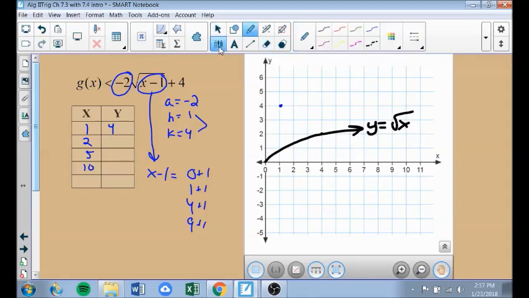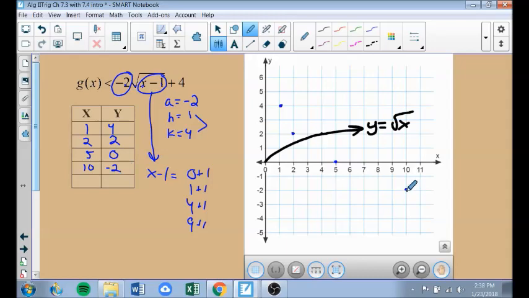So I'm going to plug in 2 for x. 2 minus 1 is 1. The square root of 1 is 1. Times -2 is -2, plus 4 is 2. That's the point 2, 2. 5 minus 1 is 4. Root 4 is 2. Times -2 is -4, plus 4 is 0. And yes, I did that really, really fast. Maybe you can't do it that fast. Whatever, just figure it out.